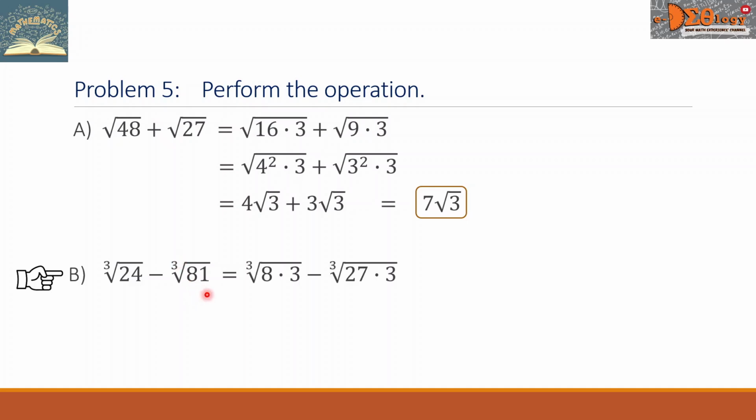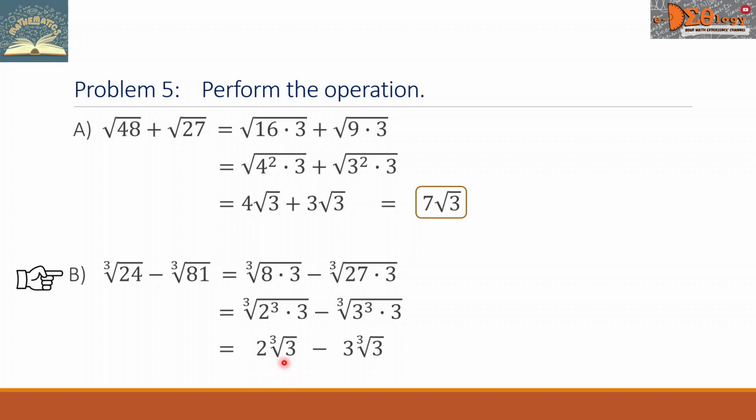cube number. For 24, it becomes 8 times 3. For 81, it becomes 27 times 3. Then we show these numbers as perfect cube numbers. The 8 becomes 2 cubed, and the 27 becomes 3 cubed. Then we can simplify this radical. We can move this base 2 outside the radical symbol.